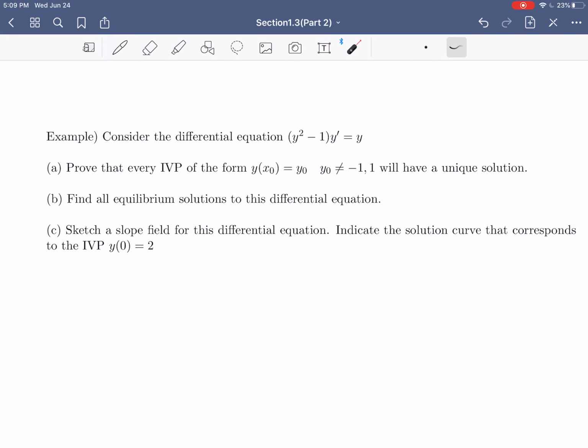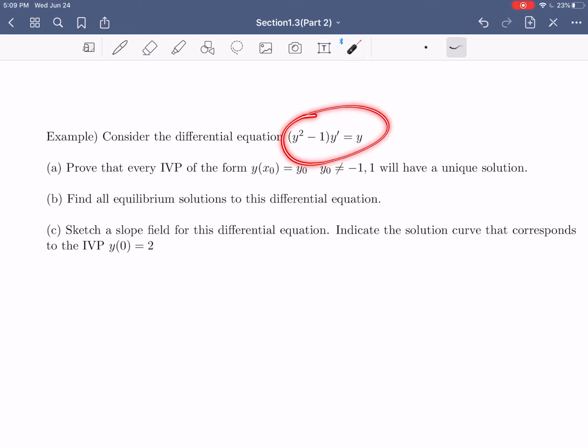So let's take a look at this differential equation, y squared minus 1 times y prime equals y. We're going to do a couple things with this. We're going to prove that every IVP of the form y of x0 equals y0, where y0 is not -1 or 1, will have a unique solution. We'll find any equilibrium solutions, and then we'll draw the slope field, and we'll indicate a solution curve that corresponds to y of 0 equals 2. All right, so a lot of different things with this.